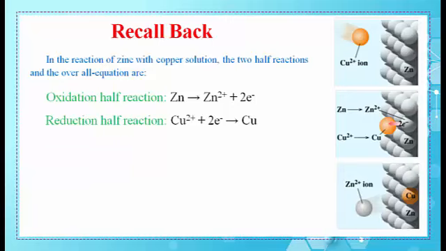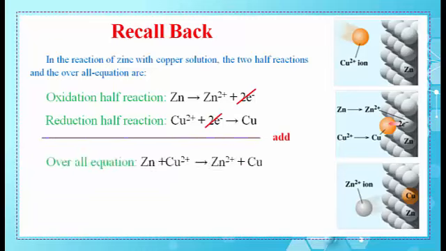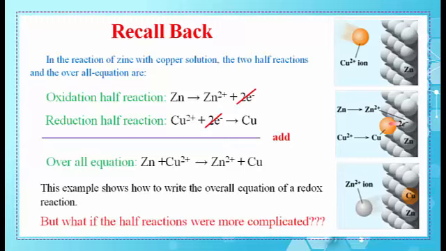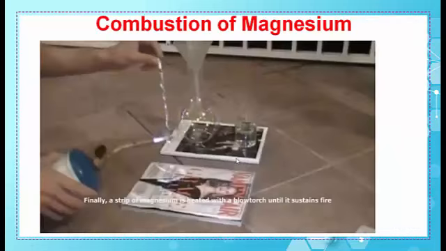We add these two half reactions to get the overall equation, and the overall equation will be Zn plus Cu2+ gives Zn2+ plus Cu. This example shows how to write an overall equation of a redox reaction. But what if the half reactions were more complicated? What can we do? Before we start, let's watch this video about combustion of magnesium.